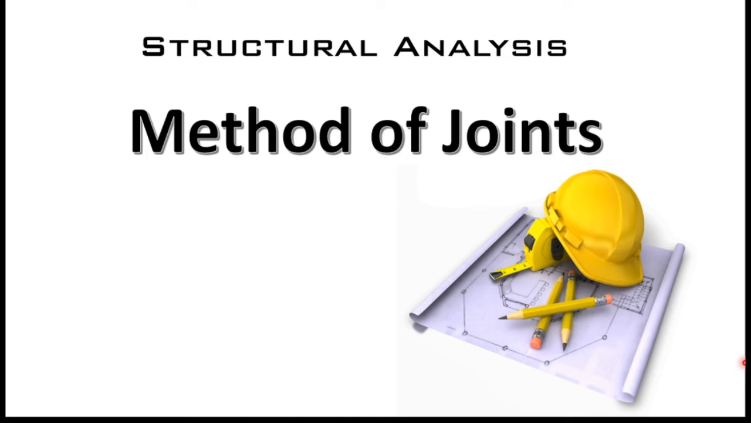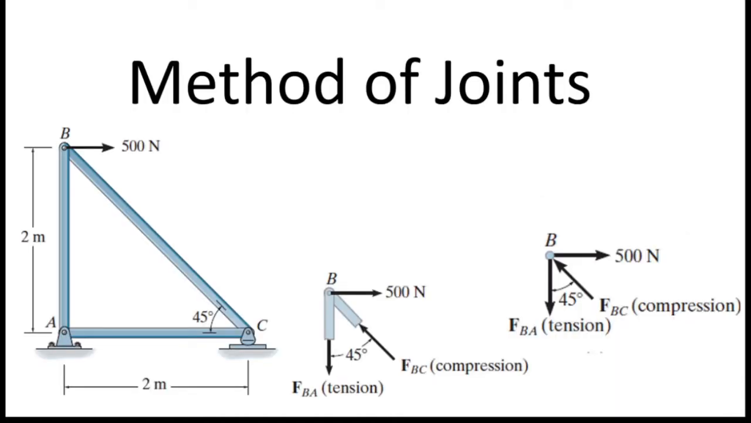In this video, I am going to show how to analyze a truss using method of joints. So this is the truss. You can see there are three members: AB, BC, and AC, and dimensions are given in this picture. This length is 2 meters and this length is 2 meters, and there is a horizontal force at B of 500 Newton, and this angle is 45 degrees. And at A there is a support, it's a pin support, and at C there is a rocker support.